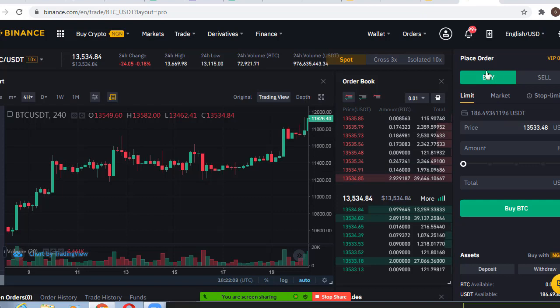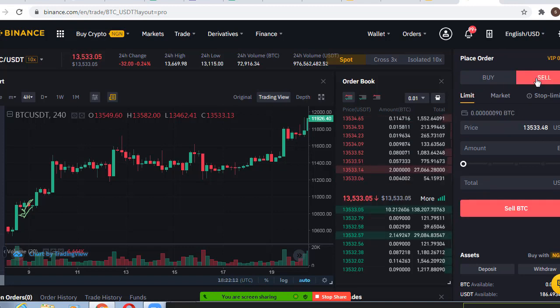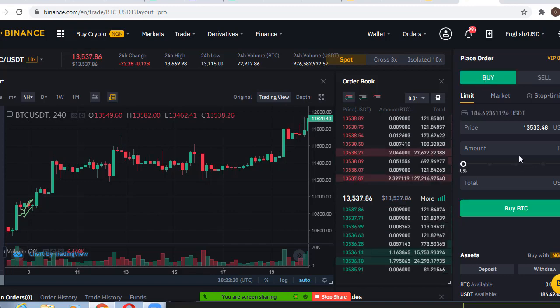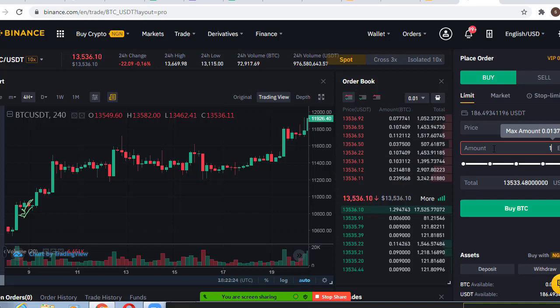Now we also have the order box. So here we call place order. In the order box, you see buy and you see sell. So let's say I want to buy BTC with USDT. I will click here, buy, and then I will put the amount of BTC I want to buy. Let's say, for example, I put 1. It will give me the amount of USDT that I need to buy 1 BTC. Then I will click buy here, and the trade will be executed.